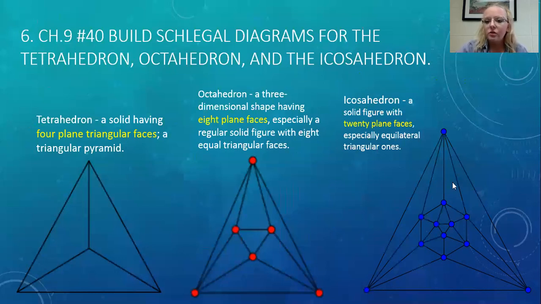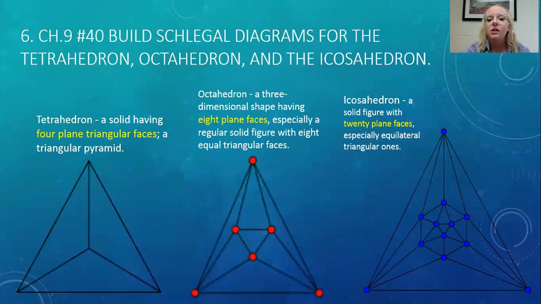1, 2, 3, 4, 5, 6, 7, 8, 9. Then we're going to start in the middle. 10, 11, 12, 13, 14, 15, 16, 17, 18, and 19. Well, there's 19 faces. Where's our other one? It's at the bottom again. So that will give us our 20 plane faces. So that is how you would draw each of these.